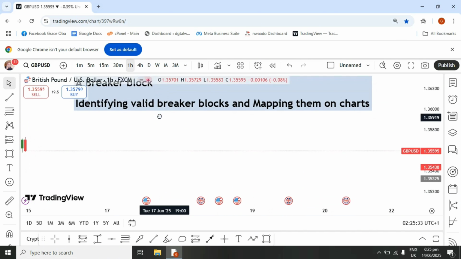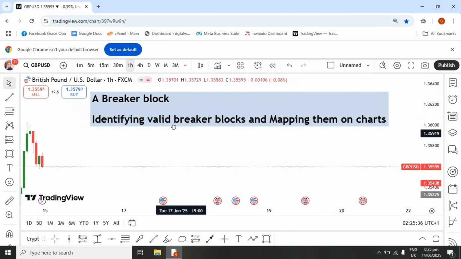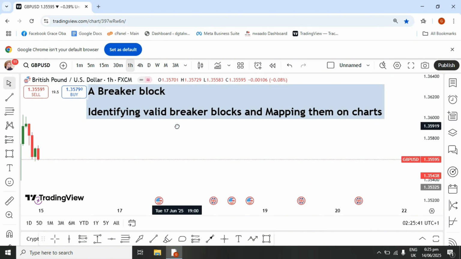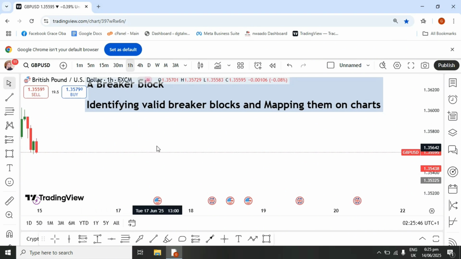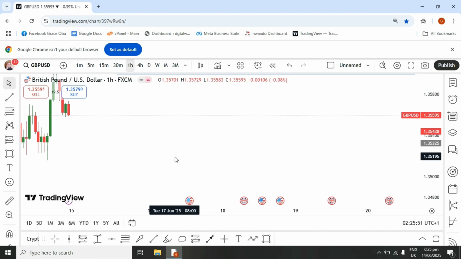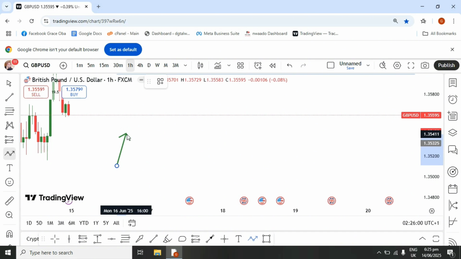Now let me give you this example of how a breaker block plays out. Remember I told you that it is a failed order block, right? Let's take, for example, an uptrend direction. The price started from here, it moved this way, then retraces down into this direction. Remember, we're in the uptrend direction.